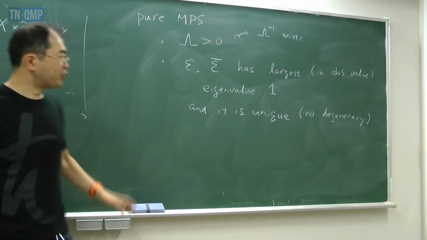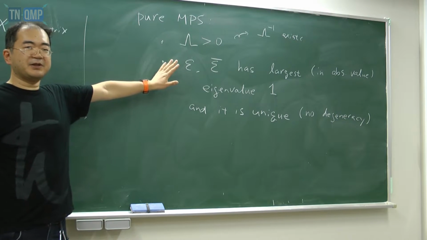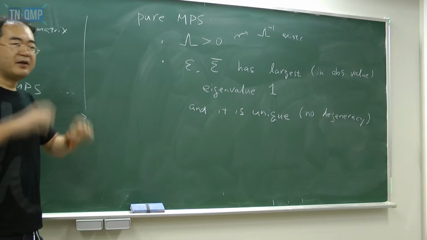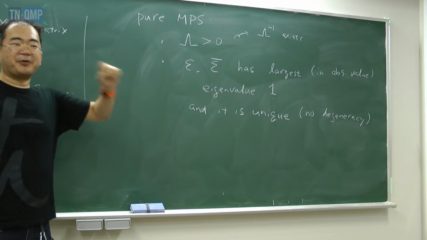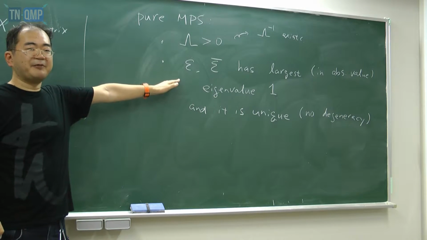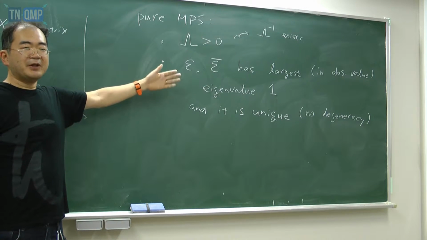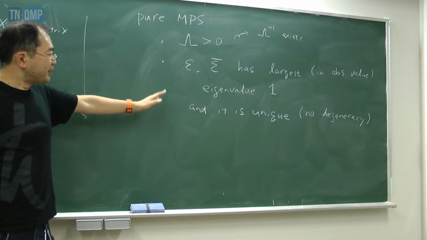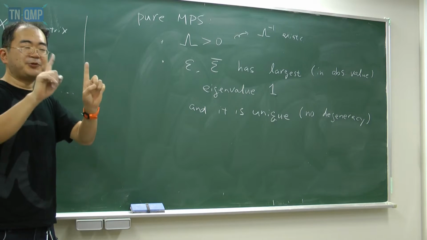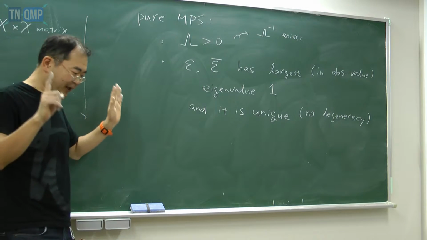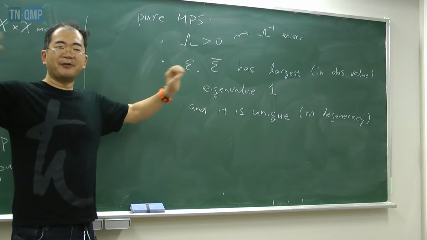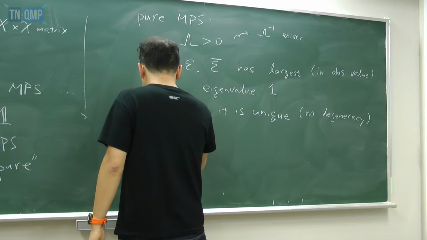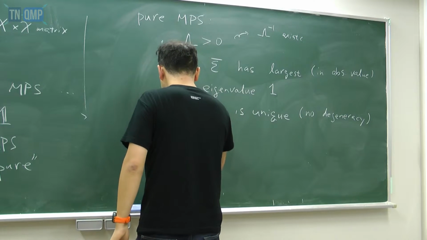So this is maybe a more meaningful condition. And what this means is probably clear from what Roman explained in the morning. That is, the ratio of the eigenvalues is related to the correlation length. So you have the largest eigenvalue 1, then the second largest eigenvalue gives you the leading decay of the correlation function. And if you have a degenerate eigenvalue, if you have two different eigenvectors with eigenvalue 1, that means that you have some infinitely long correlation for some operator.